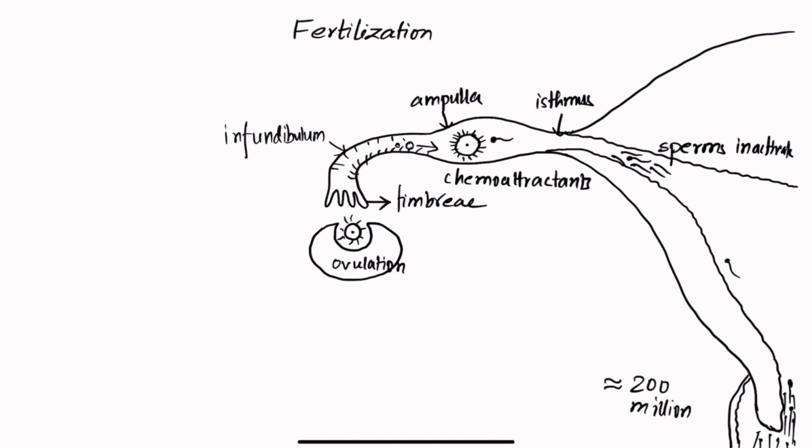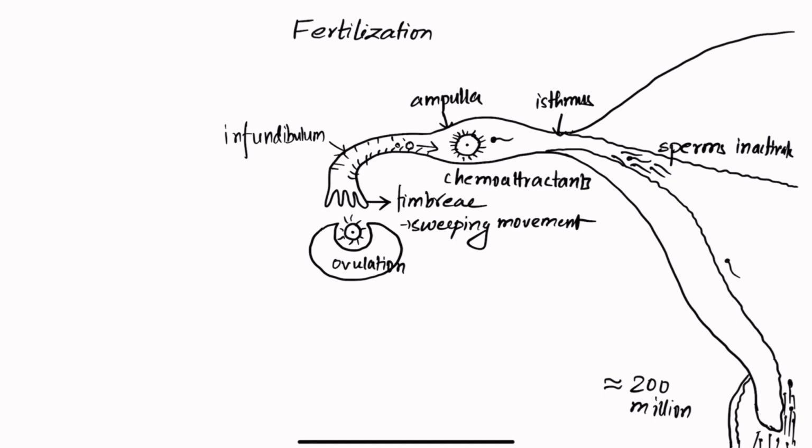Second, during ovulation, the secondary oocyte gets ovulated out. There are these finger-like structures that are present at the end of infundibulum, and these finger-like structures are called fimbriae. These fimbriae show sweeping movement, and the sweeping movement of the fimbriae helps the fimbriae to collect the secondary oocyte from ovary. So this is what happens.